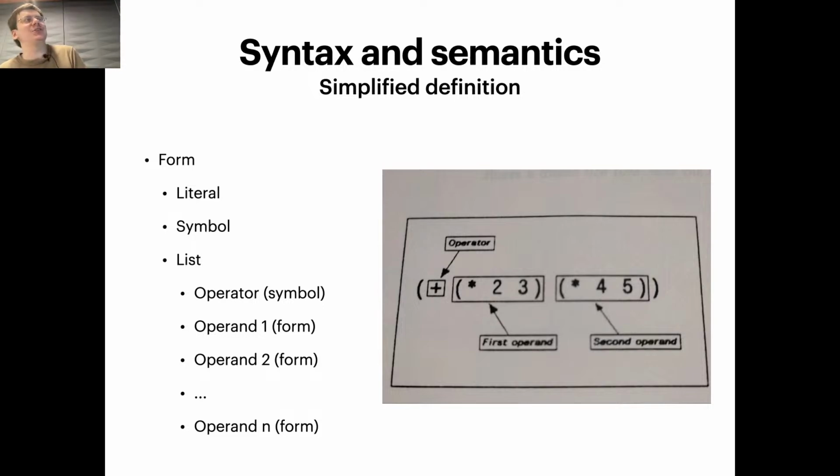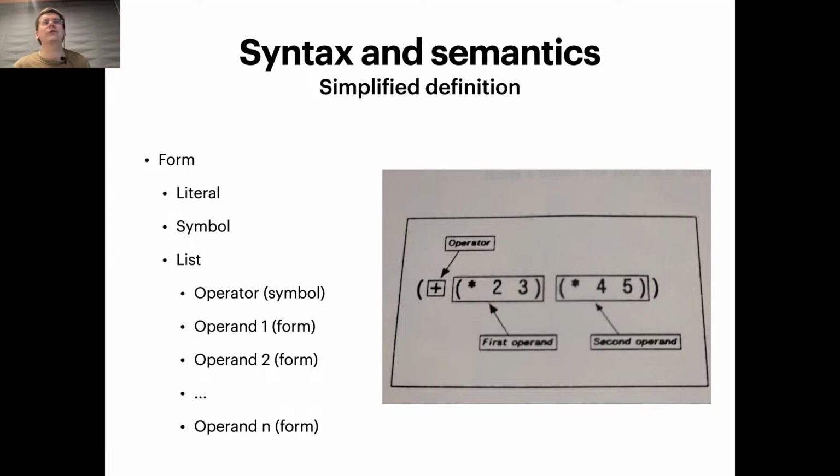So you can see the operator on the left. Well, in this case, it's the plus function that adds numbers. It's surrounded by parentheses, and other members of this form are other lists. So the first operand is also a list, and the second operand is also a list, and they have the same structure. The first part of the list is also an operator, a symbol, and then there are two literals, 2 and 3, and 4 and 5.